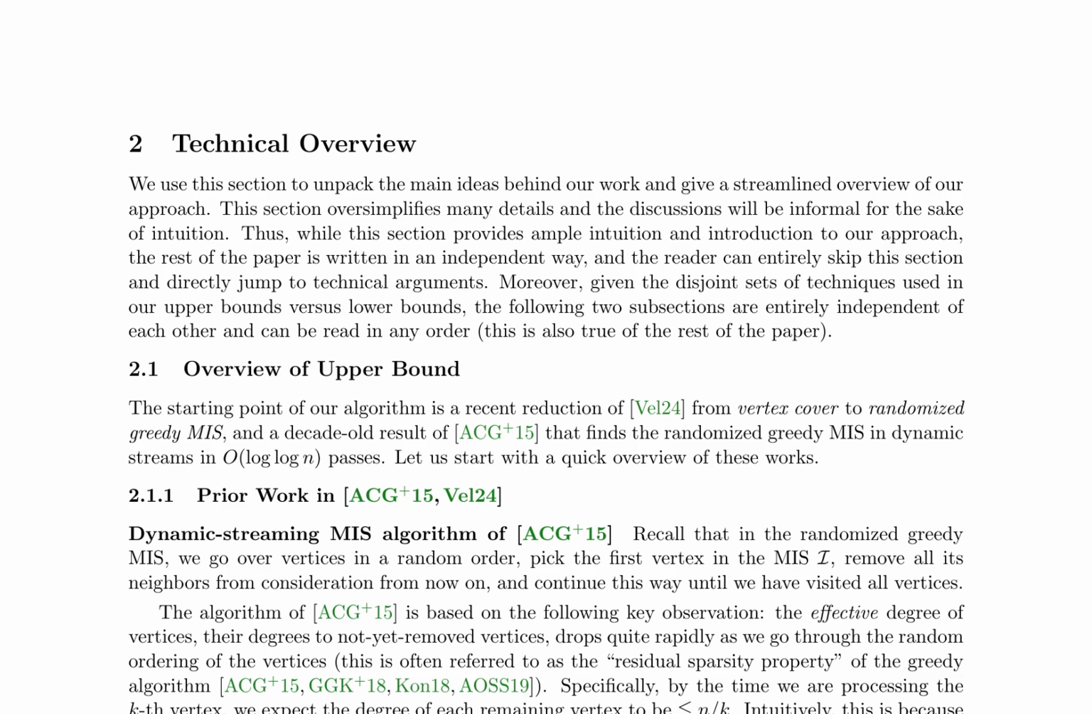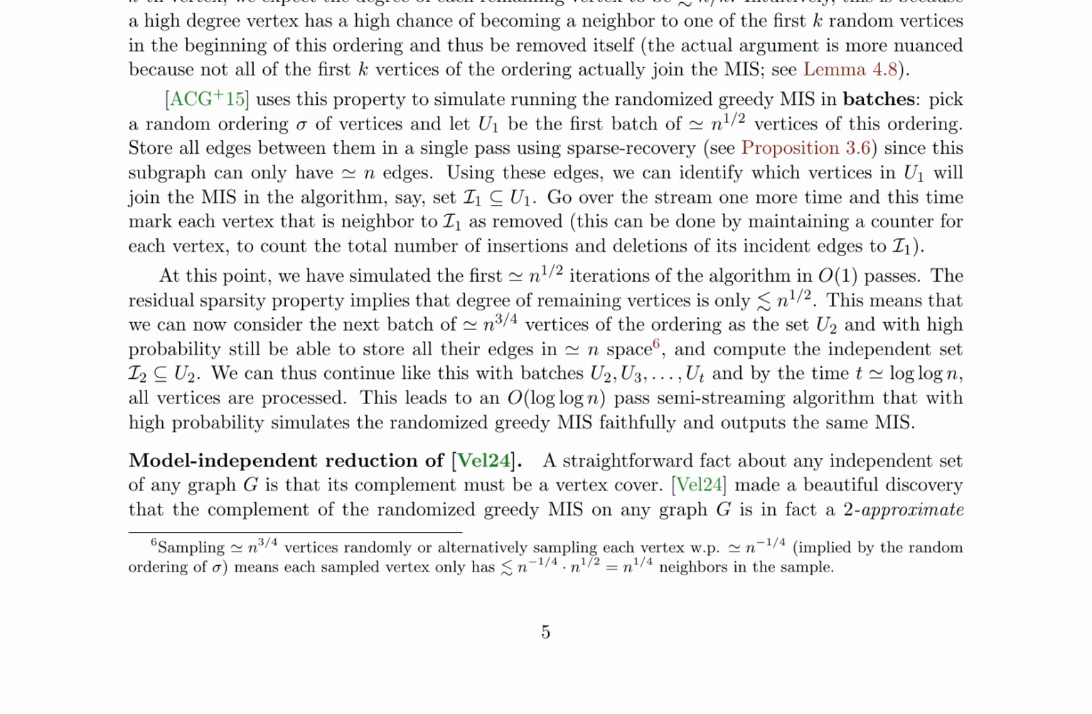The first batch, U1, comprises approximately √n vertices. In a single pass, the algorithm stores all edges between these vertices using sparse recovery and identifies which vertices in U1 will join the MIS. It then marks each vertex that is a neighbor to the identified vertices as removed. This process is repeated with subsequent batches, U2, U3, up to UT, until all vertices are processed.